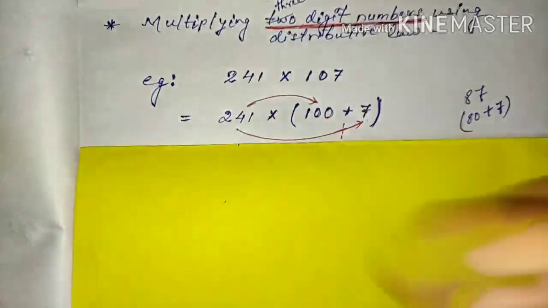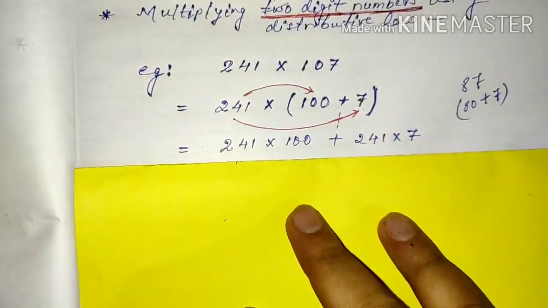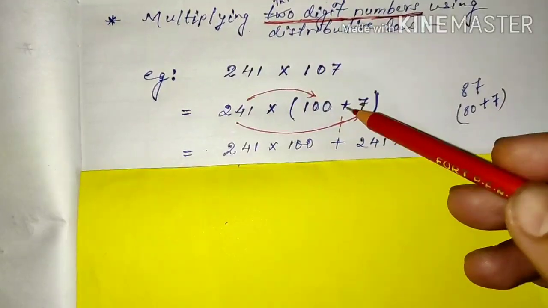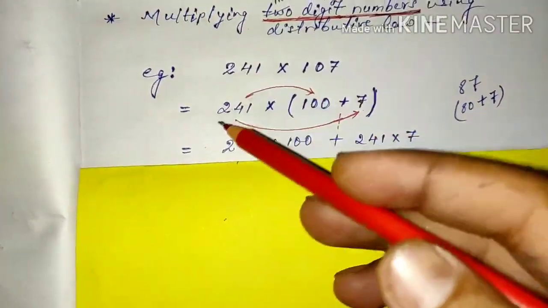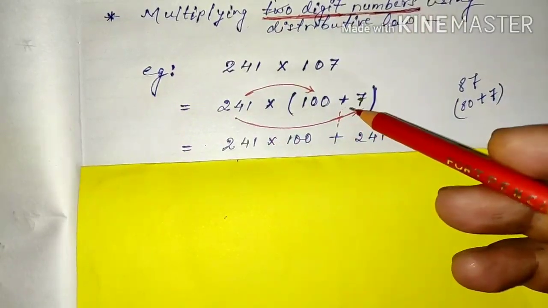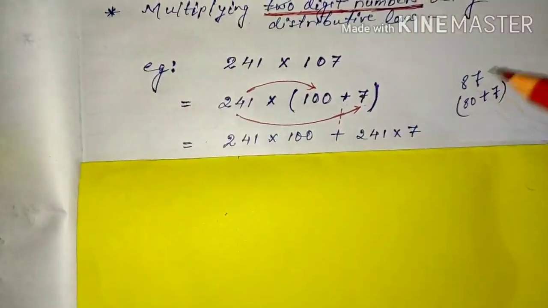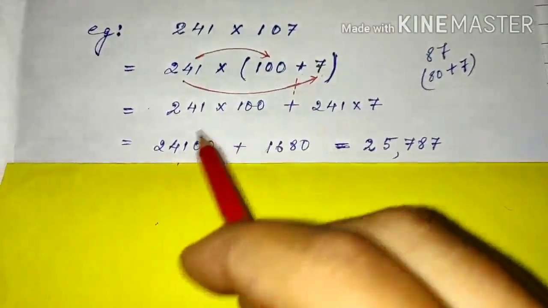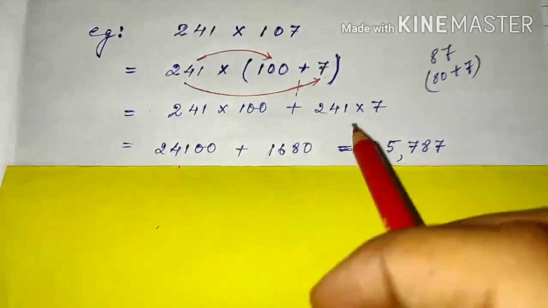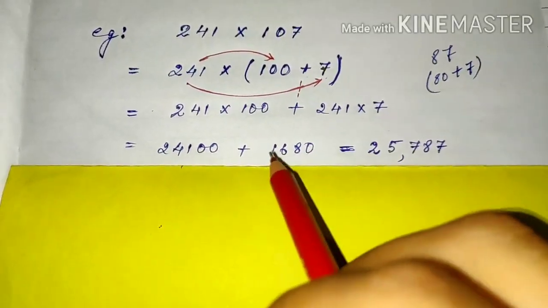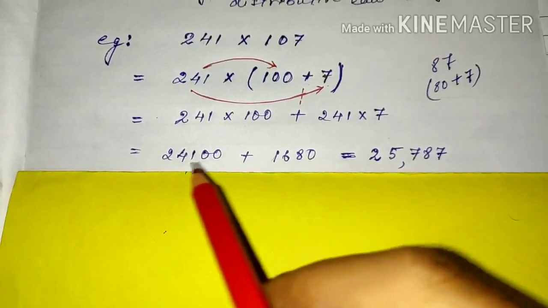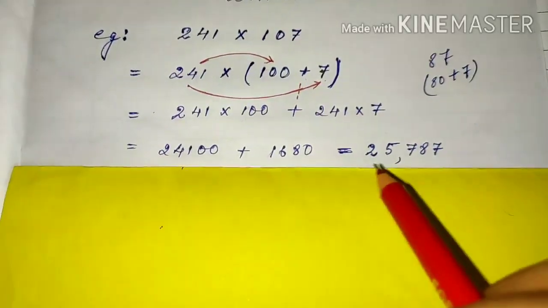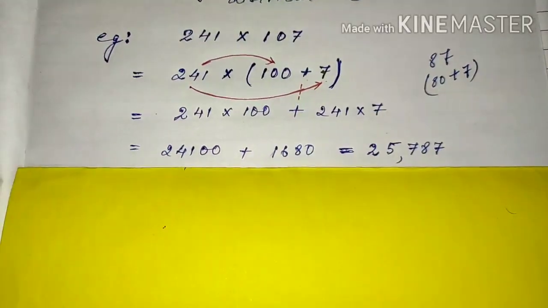So 241 now will get multiplied with 100, and the same sign that was in between them will come over here, as well as 241 will get multiplied with 7. So on multiplication you will get 24,100, and multiplying these two you will get 1,687. On adding, these two will give you 25,787.